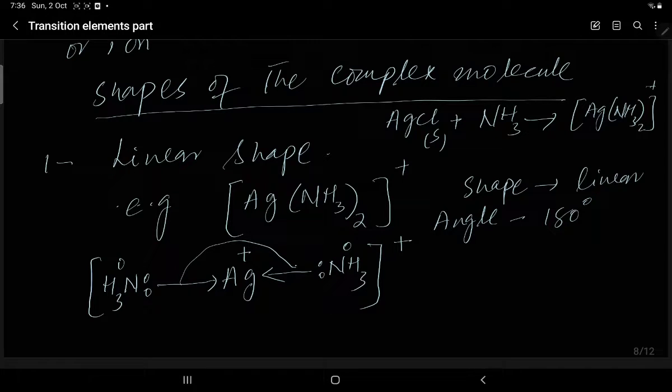Number one is the linear shape. For example, we discussed this reaction in AS: when we add dilute ammonia solution to silver chloride, it dissolves and forms complex ions. The silver forms dative bonds with two molecules of ammonia, and ammonia is a neutral particle, so silver carries a plus charge and the overall charge is plus. The shape is linear and the angle is 180. So this is linear.